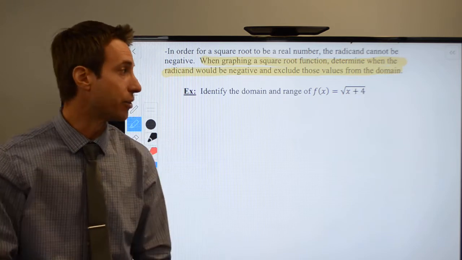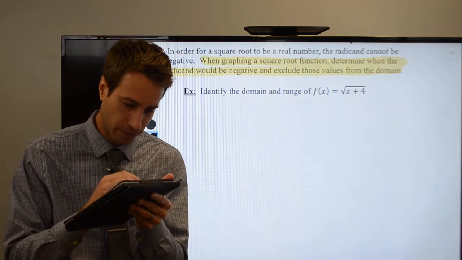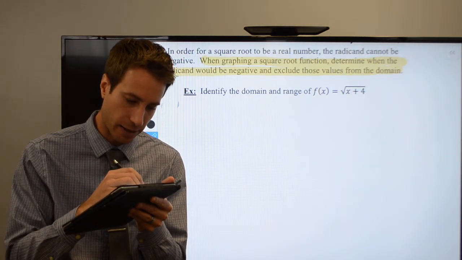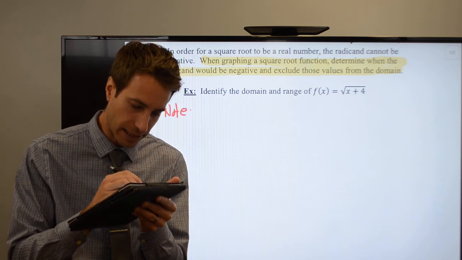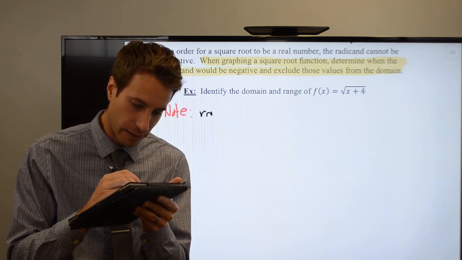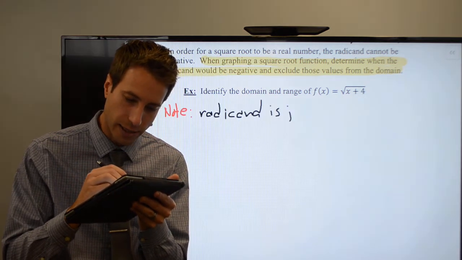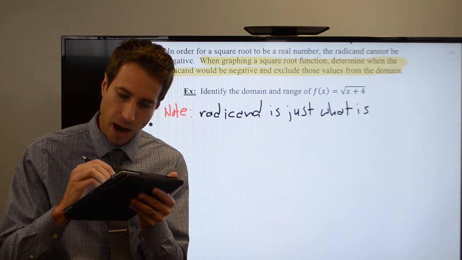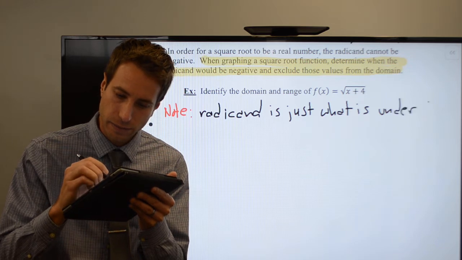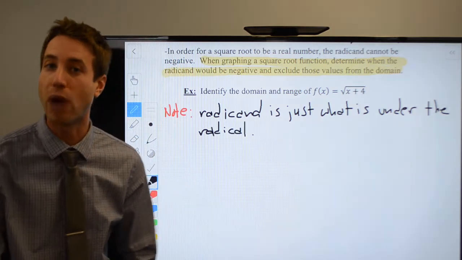Let's talk about what this means for a second. First of all, what is the radicand? Oh, hold up. Sorry, that's my highlighter. I want my pen. So, your first note is this. The radicand is just what is under the radical. All right? It's just what's under the radical symbol.